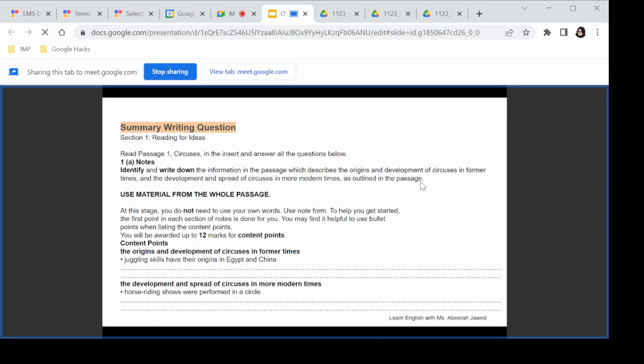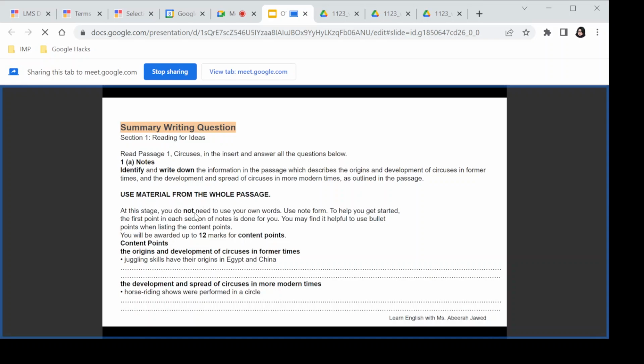Because what is the significance of writing this phrase as outlined in the passage? Candidates are not allowed to add any point or any opinion of their own, no matter how learned they are, how much information they have. No idea, no opinion of your own. Use material from the whole passage, so we know that we have to go through the entire passage.